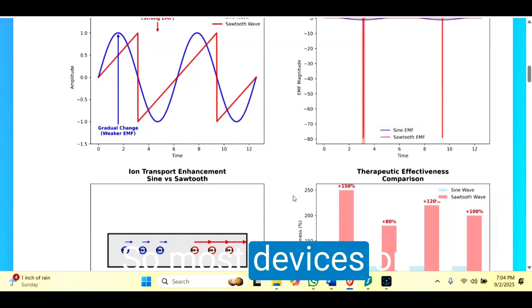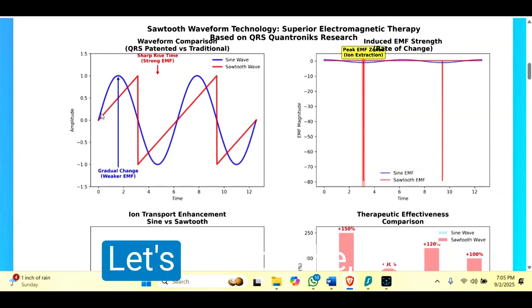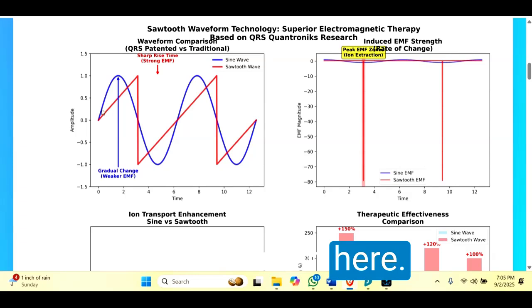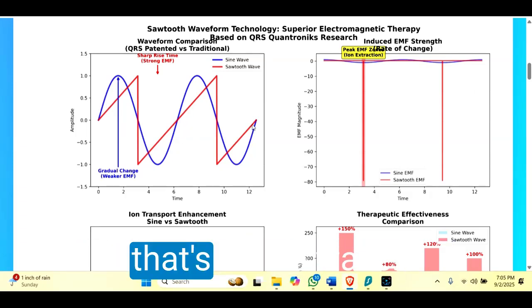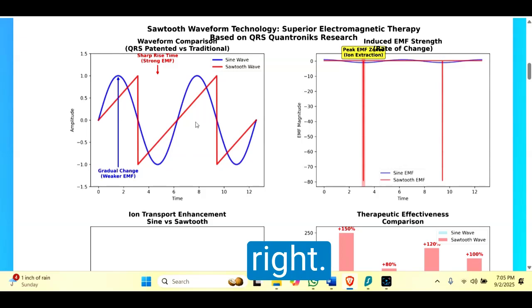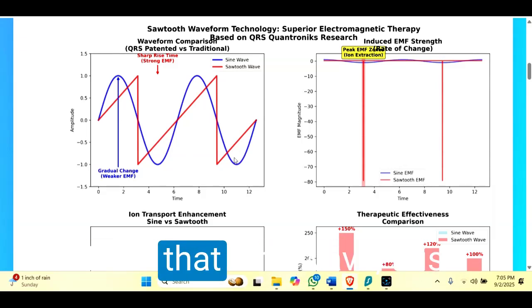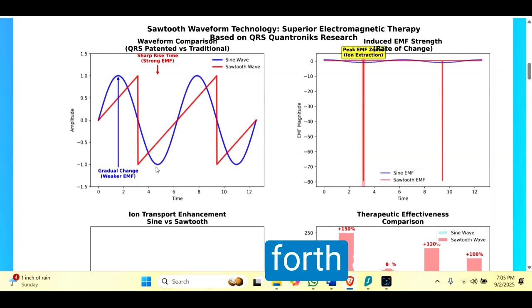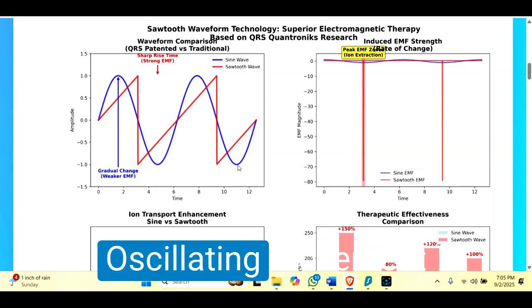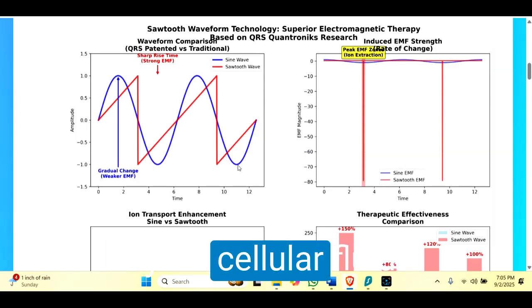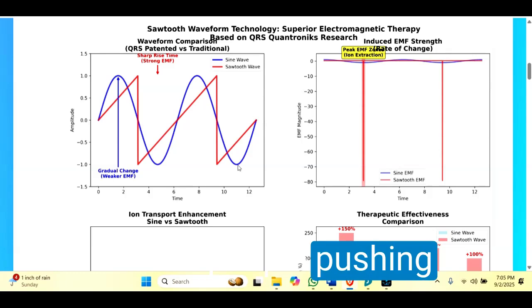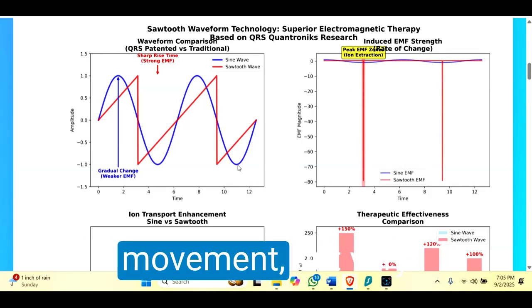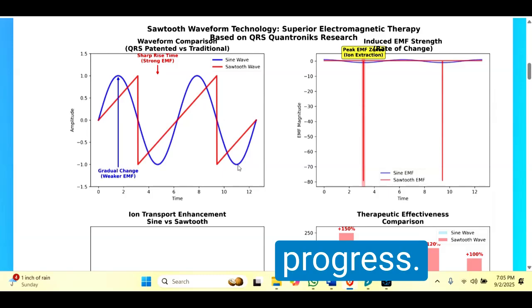Most devices on the market use what's called a sine wave. Let's look on the screen here. Watch my mouse cursor. See this blue wave right here? Most people know that's a sine wave. Up and down, that's the sine wave. This creates a back and forth, oscillating movement in your cellular fluids. It's like people pushing back and forth in a crowded subway station. Lots of energy, lots of movement, but very little actual progress.